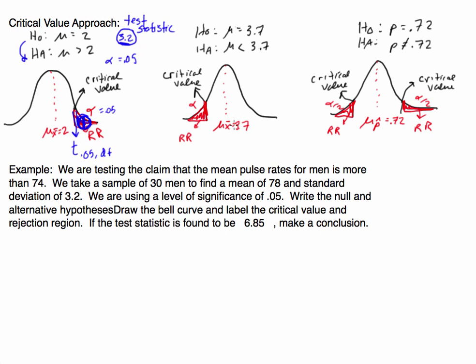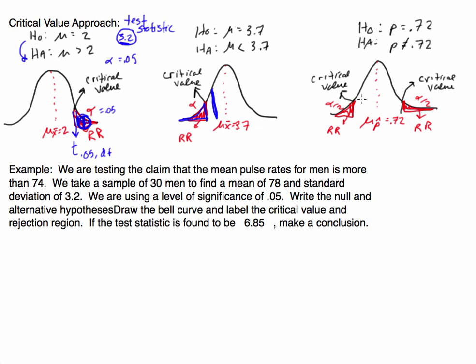In the second example, we see that this is a left-tailed test, so the rejection region is to the left. Let's say we find a test statistic that does not lie in the rejection region, but actually lies before it. It's not past that critical value. Then we will fail to reject. So our options are either reject the null or fail to reject.